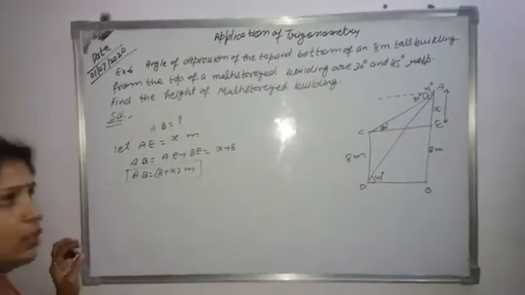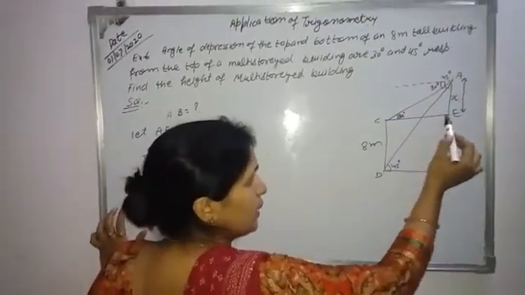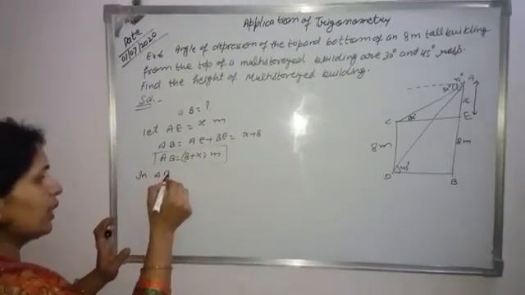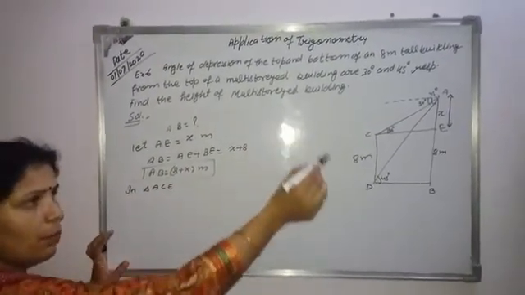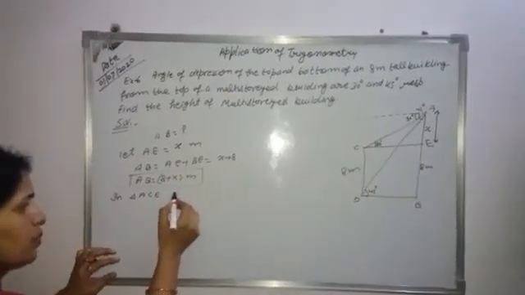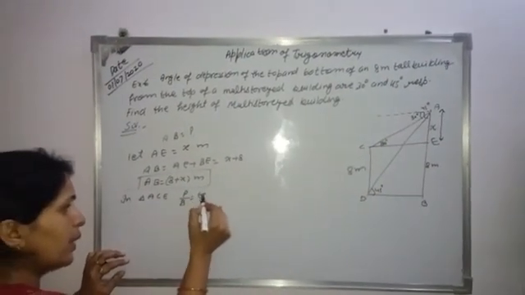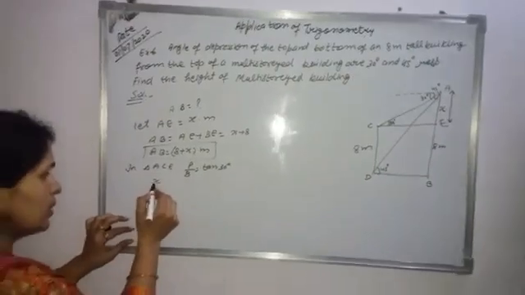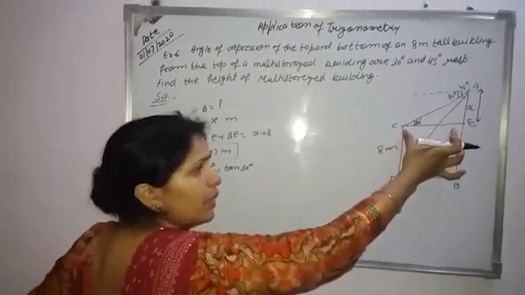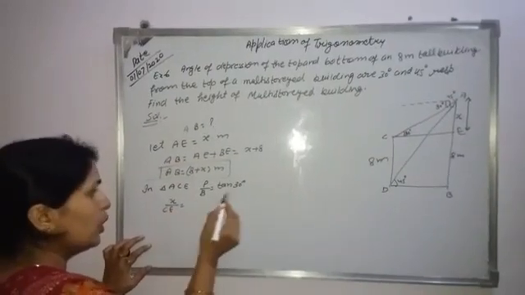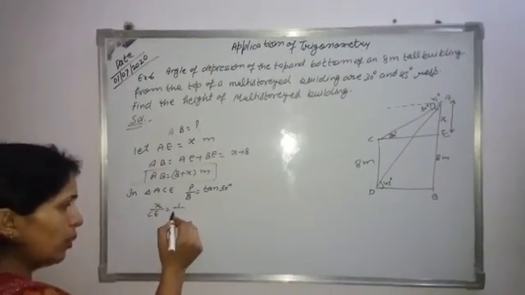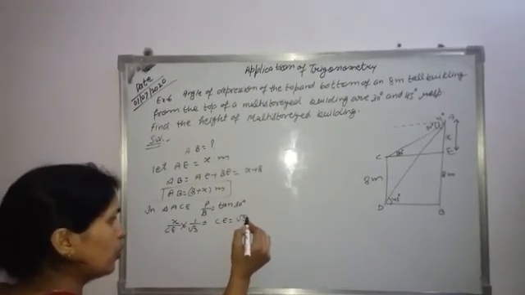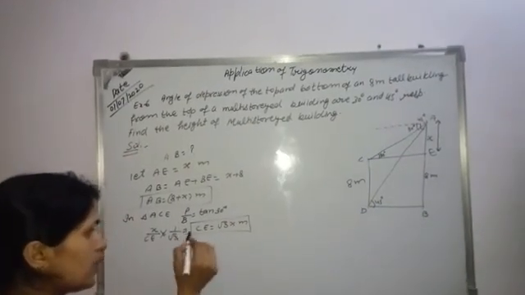Now in this case we will take two triangles. First one is ACE and second is ABD. In triangle ACE, perpendicular divided by base, and the angle is 30 degrees. Here perpendicular is AE, which is X, divided by base CE, is equal to tan 30. Tan 30 is 1 by root 3. When we apply cross multiplication, CE is equal to root 3 times X meters. This is our first equation.